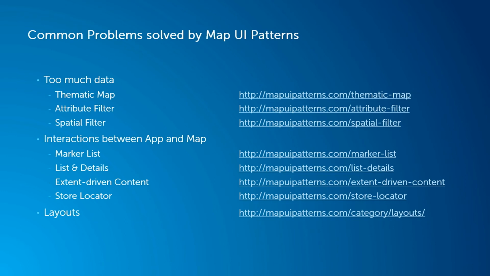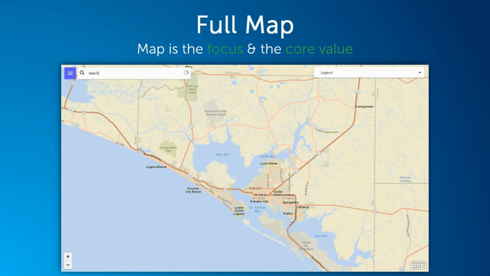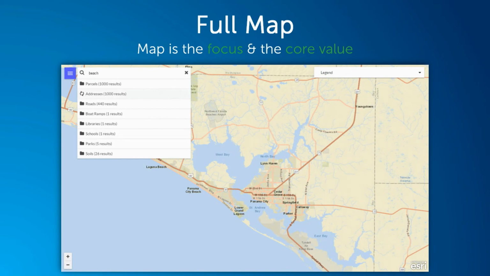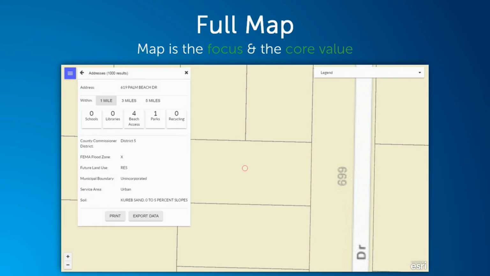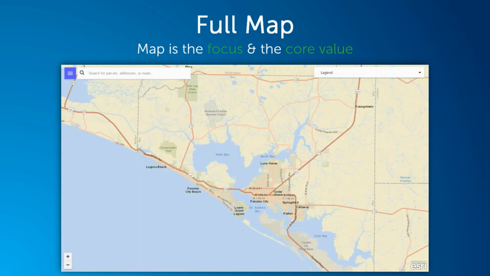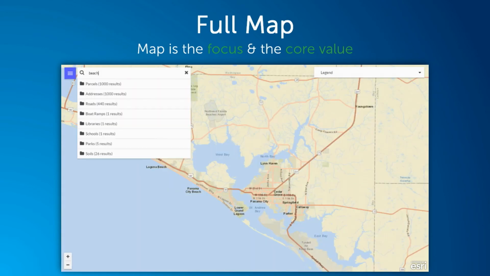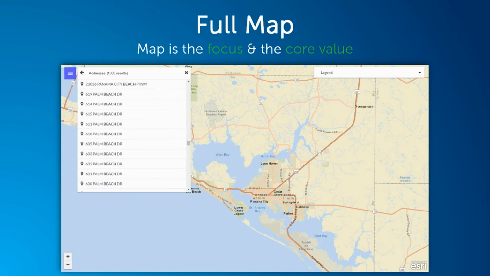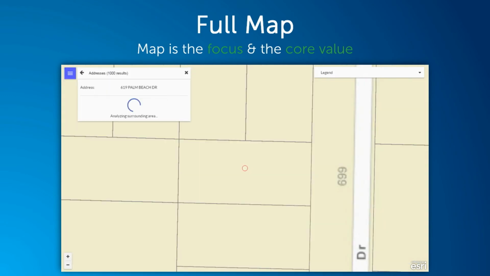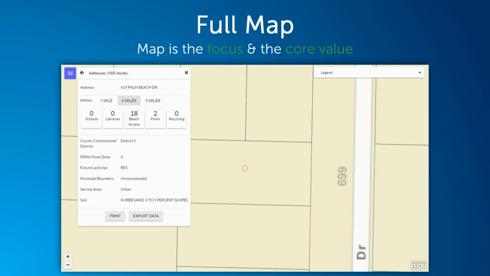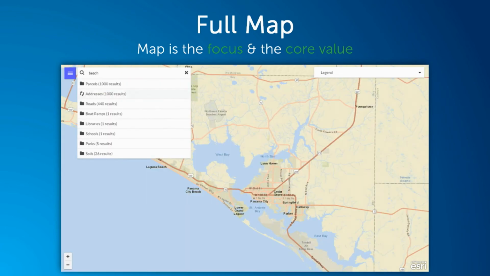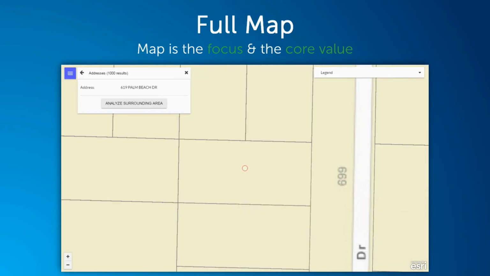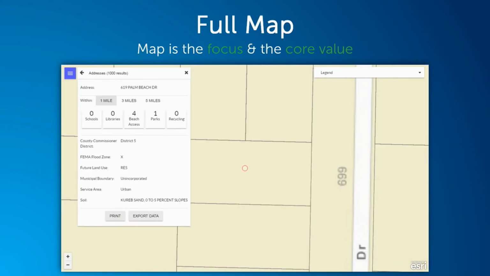But let's dive into layouts a little bit. That's something that I hear developers struggling with a lot. So one of the layouts is full map, where the map is the focus and the core value. And it's really most effective when combined with the unified search that leads into other tasks. Another pattern that we use many times is what we call search and edit, where people search for something and then what they find, they can immediately edit.